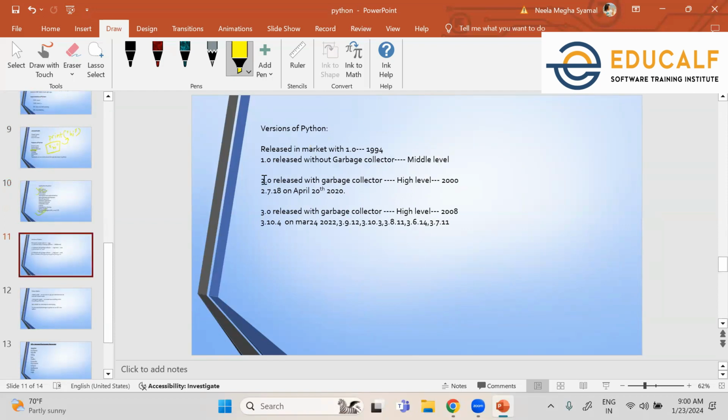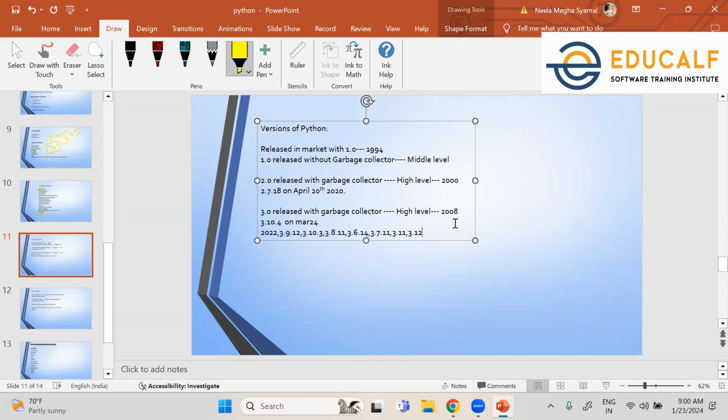So versions: there are multiple versions. The latest versions are not included over here. 3.11, 3.12 also, it's a pre-release version available. And the stabilized versions are 3.9, 3.10, 3.11.